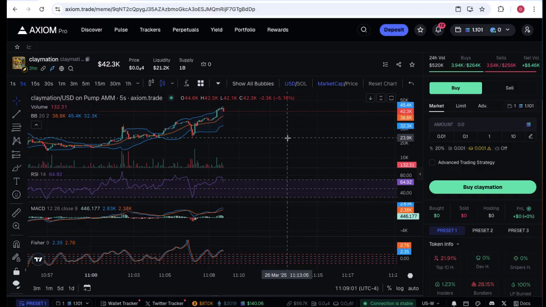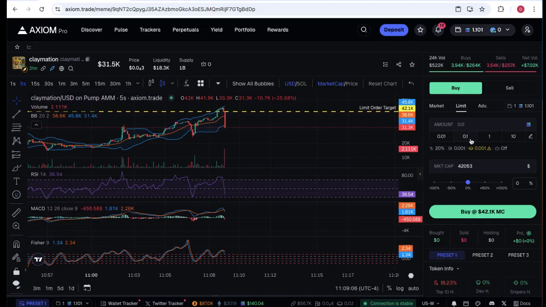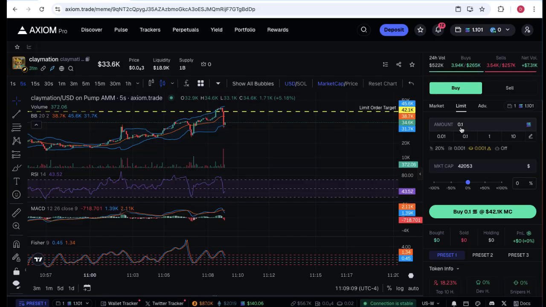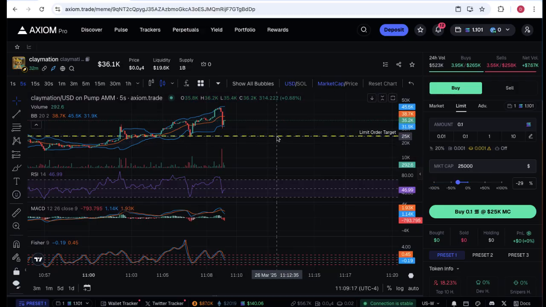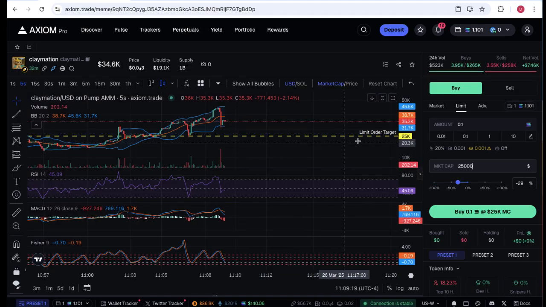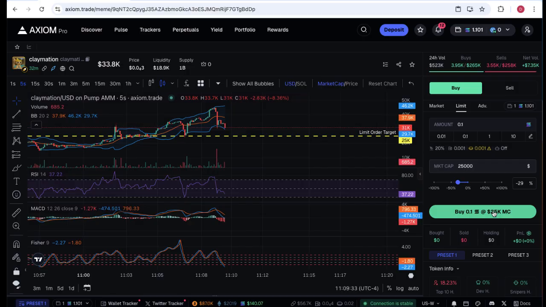Me, I typically will click limit, and I'll say, just for example purposes, give me 0.1 Solana if the price reaches, let's just put 25K market cap. Now you can see this yellow line indicating where our price target will be. So we're telling it, listen, if the price comes down here to 25K, fill me with 0.1 Solana, and when I hit this button right here, it'll confirm it. It'll be a limit order set to fill as the price breaches this line.